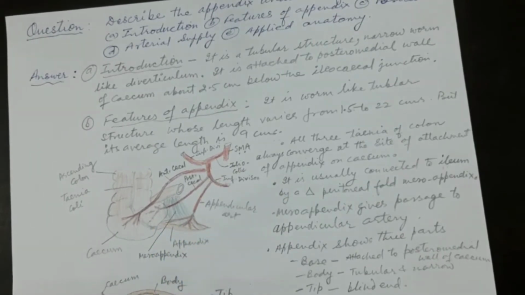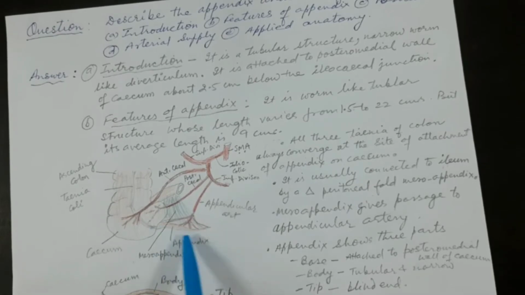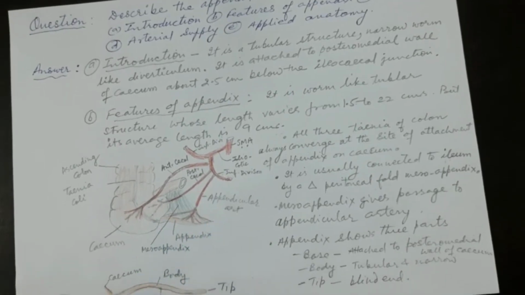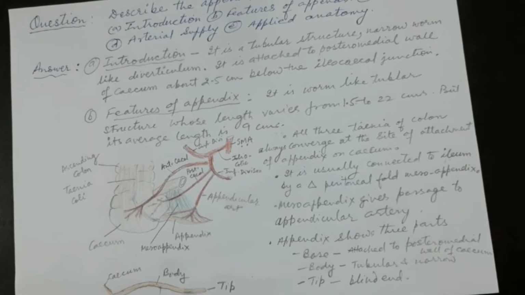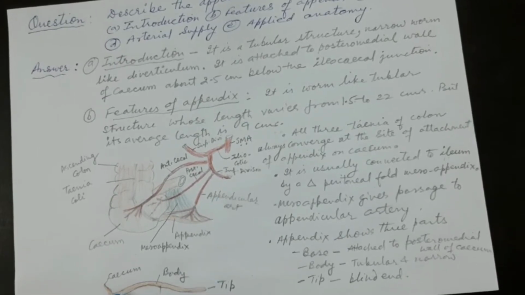Now it has three parts. Since it is a long narrow tubular structure, it has a base, it has a body, and it has a tip. Base is attached to the cecum on its posteromedial surface. Body is between the base and the tip, and it is tubular, long and narrow.